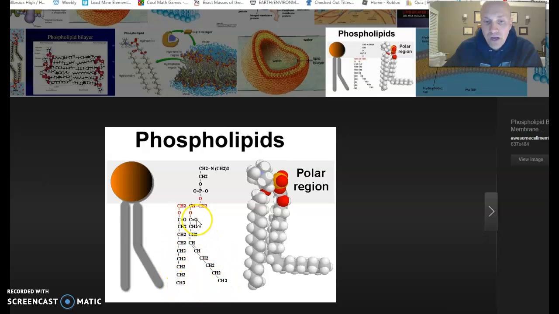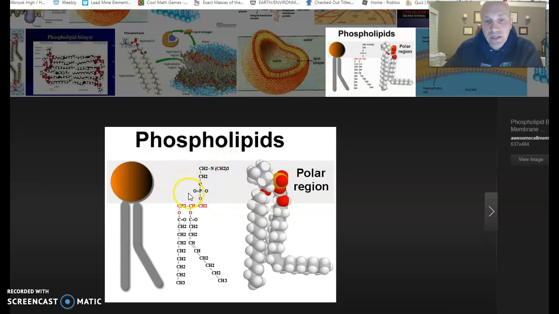There are no polar bonds in this part of the molecule, but this part of the molecule right here is a water-loving part of the molecule. It's very polar. You've got these phosphorus-oxygen bonds, which are very polar. Although they don't show it, there would be a positive charge on this nitrogen right here. So this part of the phospholipid really likes water.